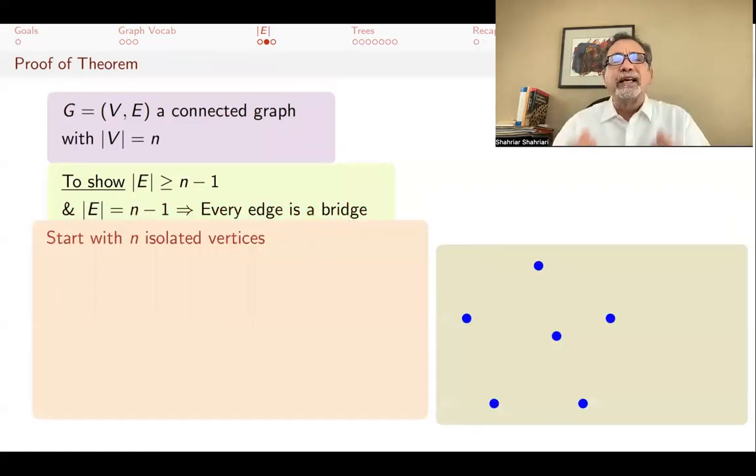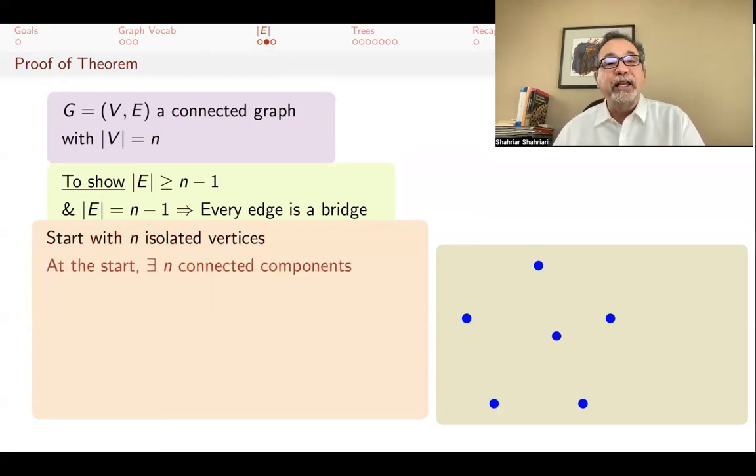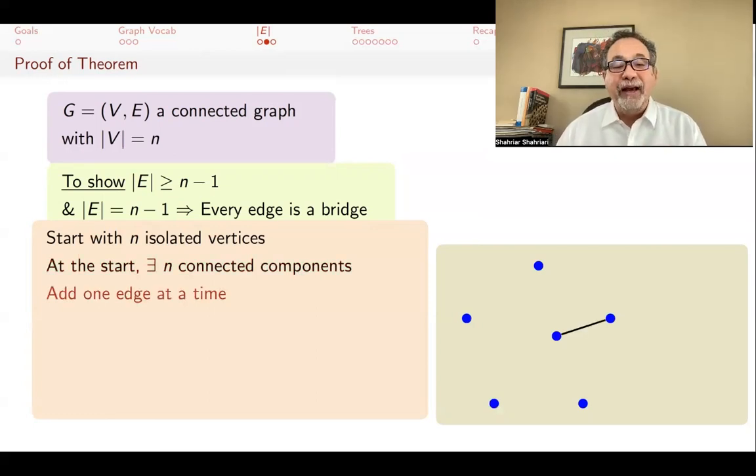So whatever graph it is, the graph has walked through the door. I know the number of vertices. I want to see why it must have at least n minus 1 edges. I think about the way I'm going to draw that graph. I will start with n isolated vertices and then slowly put the edges in. At the beginning, with these n isolated vertices, you have n connected components. And when you add one edge at a time, every time an edge connects two vertices, at best it will bring down the number of connected components by 1. It can't do more than that.